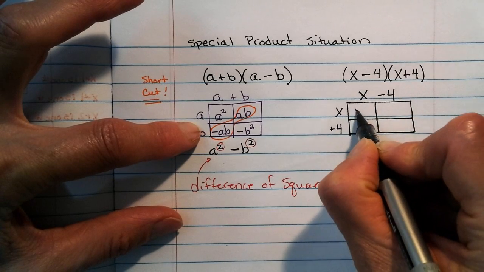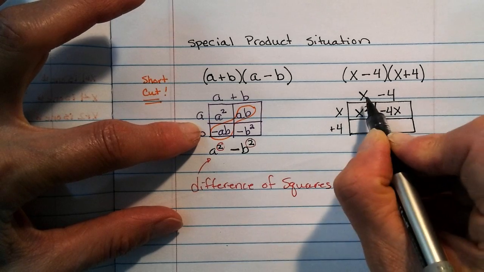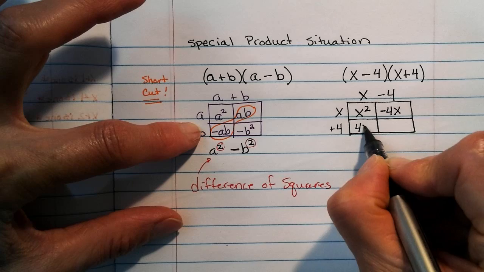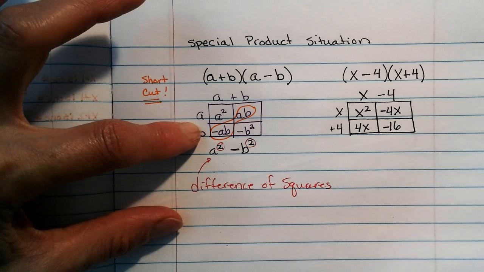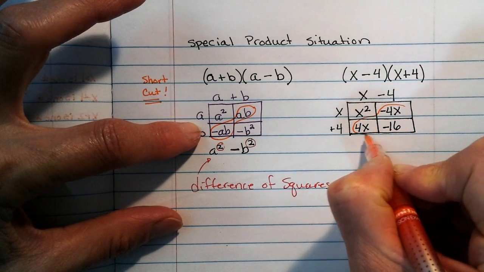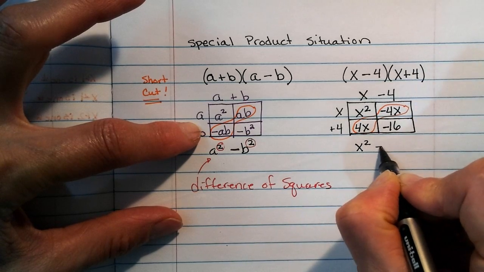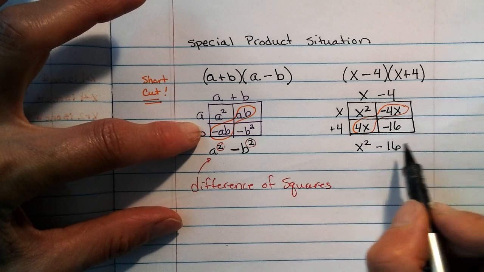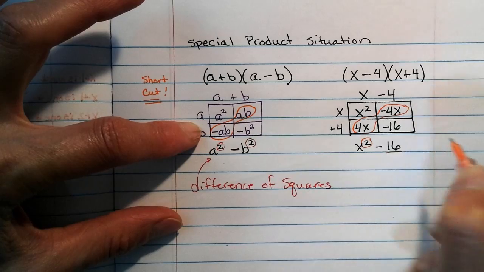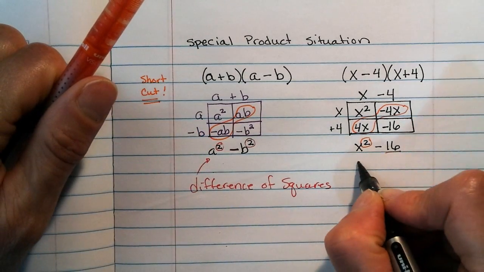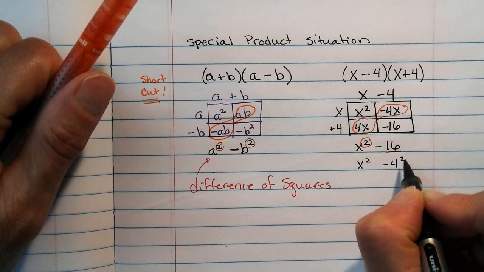So x times x is x squared. Negative 4 times x is negative 4x. X times 4 is 4x. Negative 4 times 4 is negative 16. So once again, we're going to look at our peanut. Oh, look at those. Those are opposites, aren't they? So I end up getting x squared minus 16. Again, the difference of squares. So this here is a perfect square. So is 16. This is the same thing as saying x squared minus 4 squared. So again, it's the difference of squares.